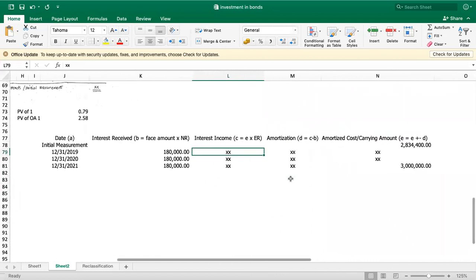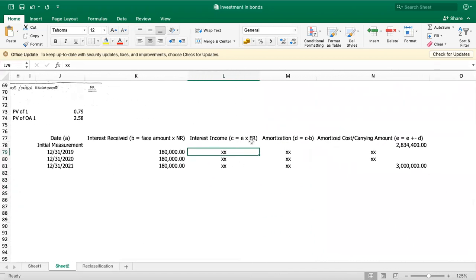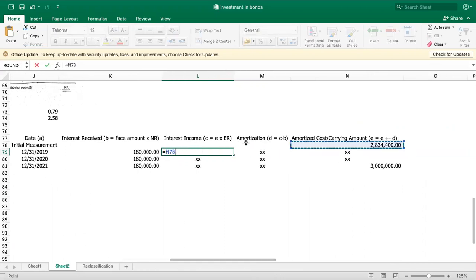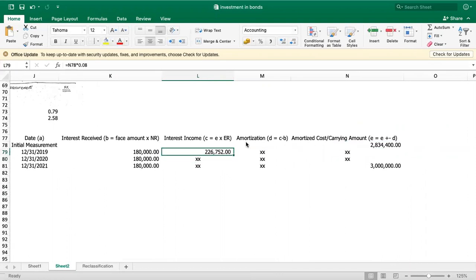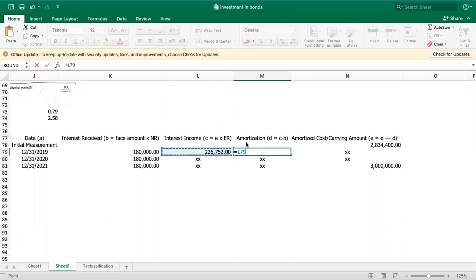How about the interest income? Diba? To compute the interest income, that's E times the effective rate. So our effective rate is 8%. So let's use, this is the E, 2,834 times 8%. So we have interest income for 2019 of 226,752. How about the amortization? So that is C minus B. Okay, this is discount. You have 46,752.